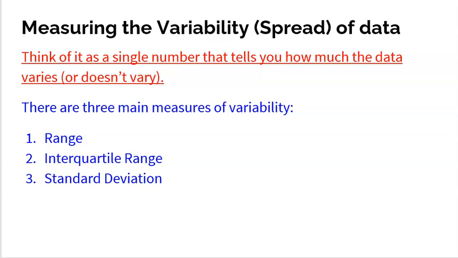So remember, the spread of data is talking about how your data varies. Think of this as a single number that tells you how much the data varies. Like a big number would tell you, wow, the data really varies, versus a small number would tell you, oh, your data is pretty consistent. It doesn't vary a whole lot. So we have three ways to do this. We have the range, the interquartile range, and the standard deviation.